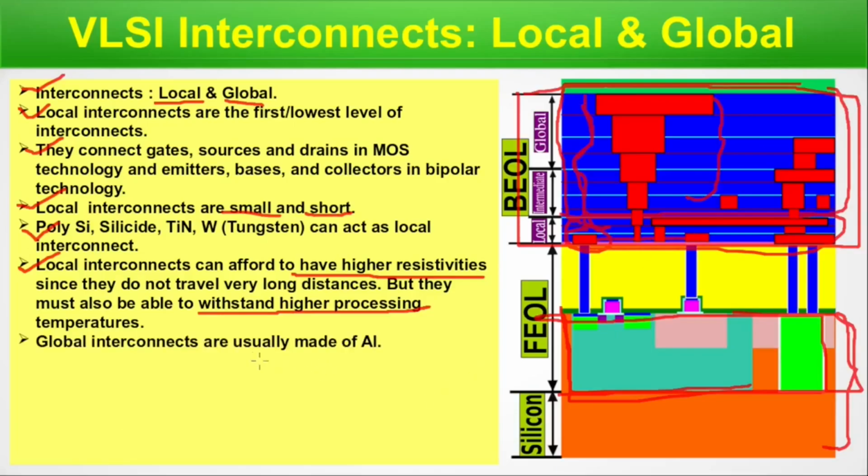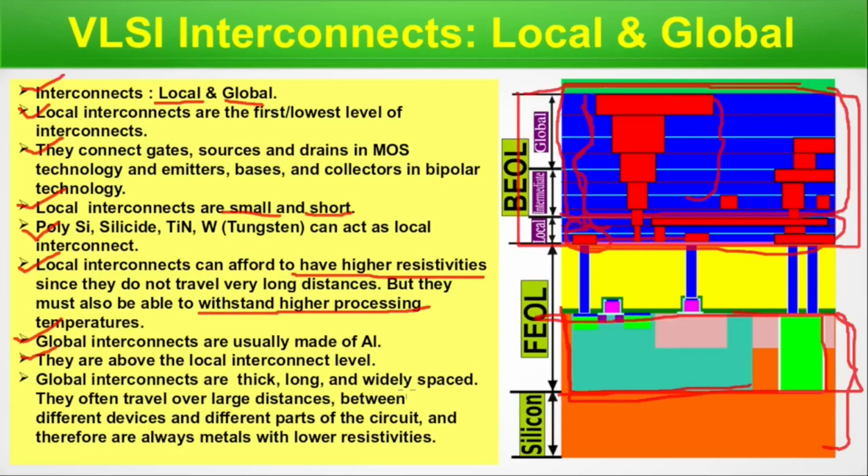Global interconnects are usually made of aluminum. They are above local interconnects. Obviously, physically we can see they are above the local interconnect level. Global interconnects are thick, long, and widely spaced. They often travel over large distances between different devices and different parts of the circuit, and therefore they are always metals with lower resistivity. They run longer distances from one corner to the other. So if the resistivity is higher, the material will resist the current, and there will also be heating. So let's move to the next slide.